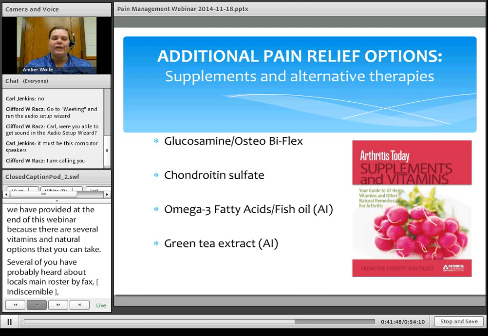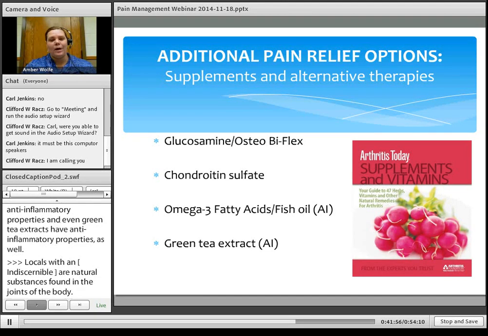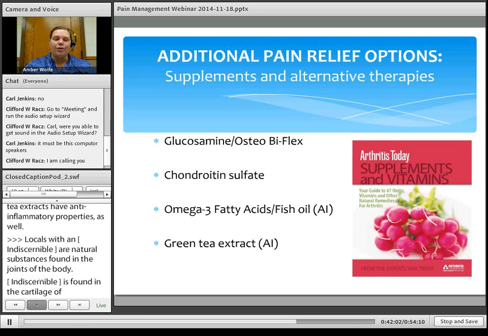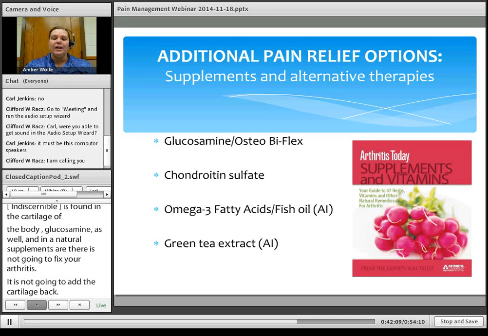Glucosamine and chondroitin are basically both natural substances that are found in the joints of the body. Chondroitin is found in the cartilage of the body, glucosamine as well. Adding the natural supplements in there is not going to fix your arthritis. It's not going to add the cartilage back. However, it can help to make the remaining cartilage healthy. It can help to slow the degeneration of the current cartilage that is in the body.